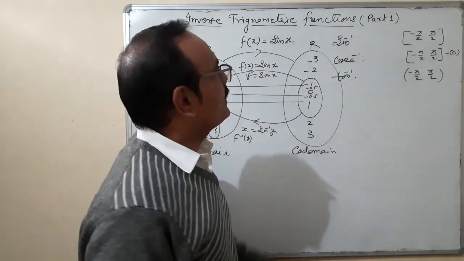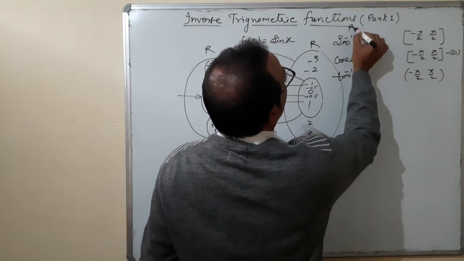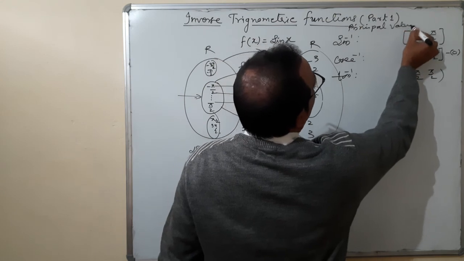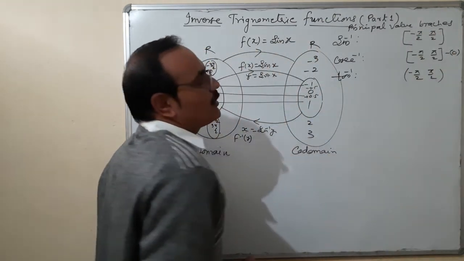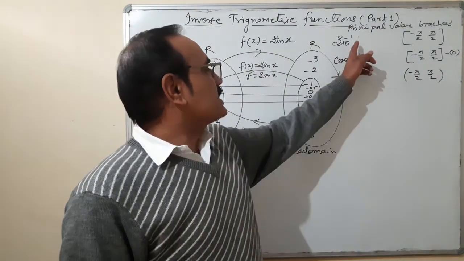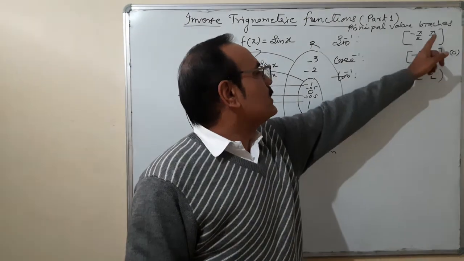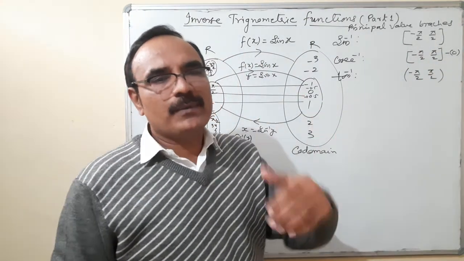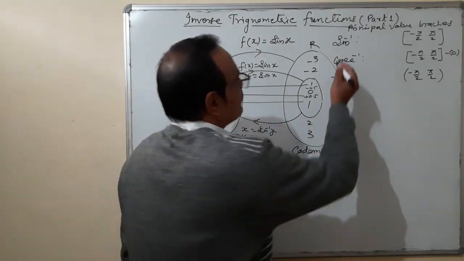So remember these three. These are the principal value branches. You have to remember these: sine inverse, cosec inverse and tan inverse, with principal value branches around minus pi by 2 to pi by 2. Now remaining 3, because there are total 6 trigonometric ratios.